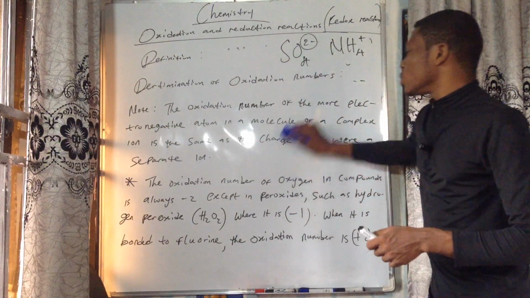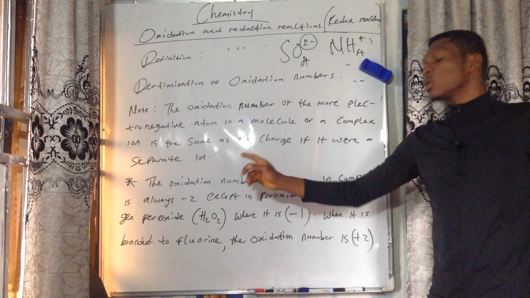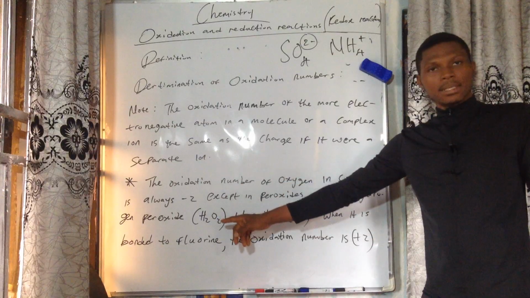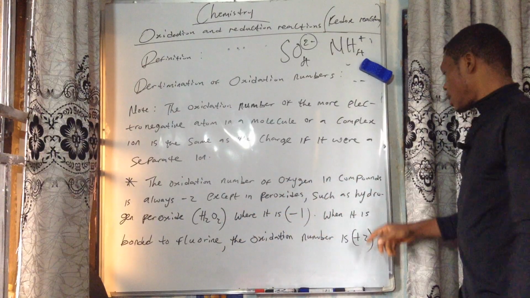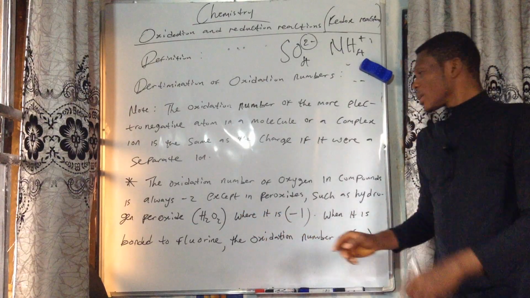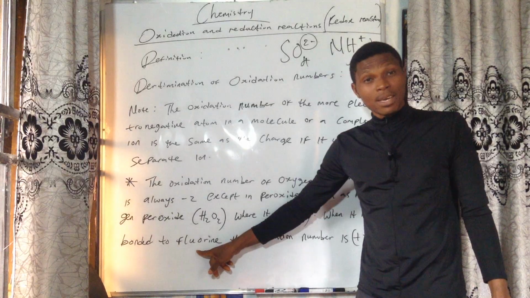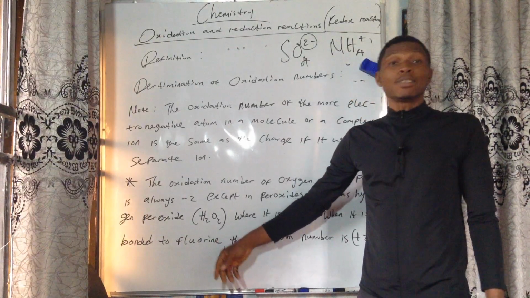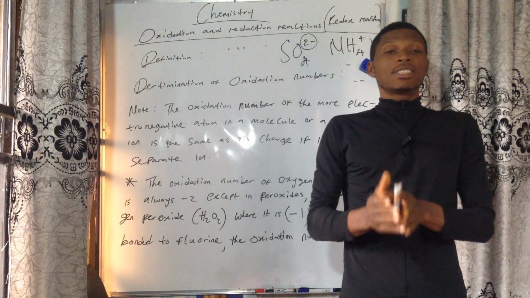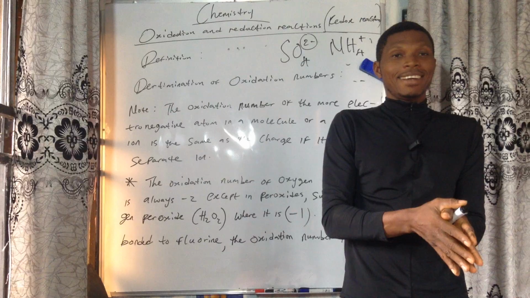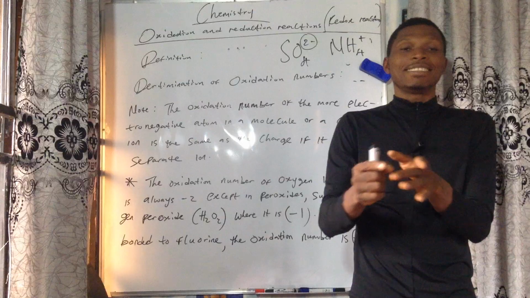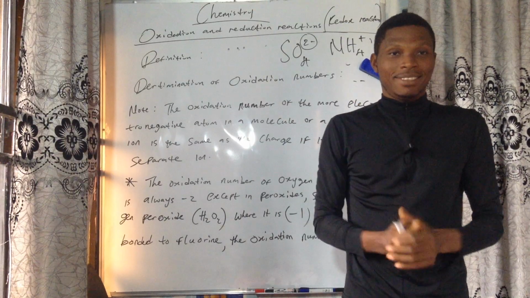Now, let's come to this one. They say the oxidation number of oxygen in compounds is always -2, except in peroxides, such as hydrogen peroxide, where it is -1. When it is bonded to fluorine, the oxidation number is +2. When it's bonded to a more electronegative element, fluorine, the oxidation number becomes positive. It's just like oxygen is a woman, and when it encounters a more feminine woman, it will appear like a man.